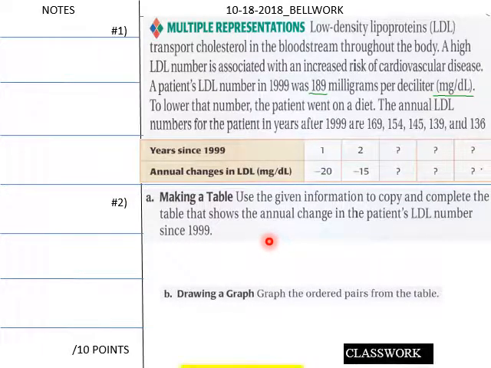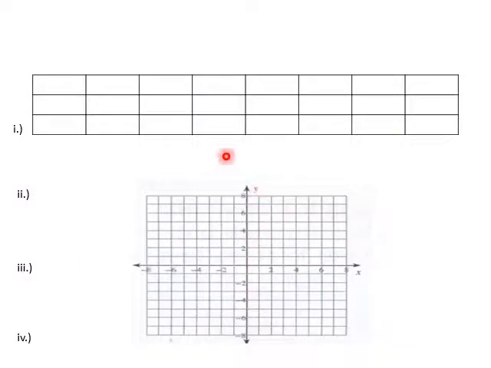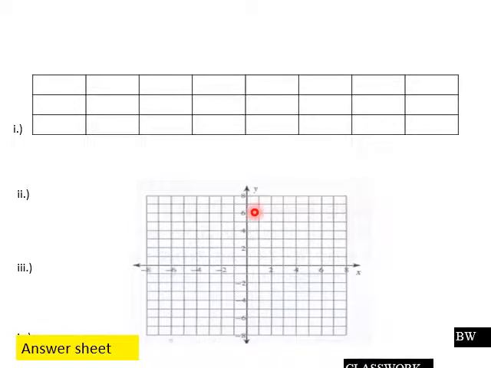Bell work here, here is your bell work. Graph the ordered pairs from the table. Students, sketch this graph over here or on a separate piece of paper. Give your students about 6-7 minutes, teacher, to do this. Making a table. This is actually included within your worksheet. So when you get my worksheets, this will be included on your bell worksheet.